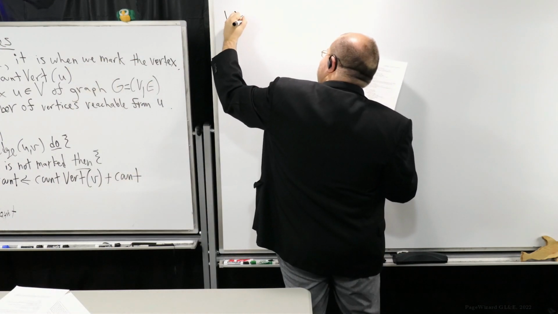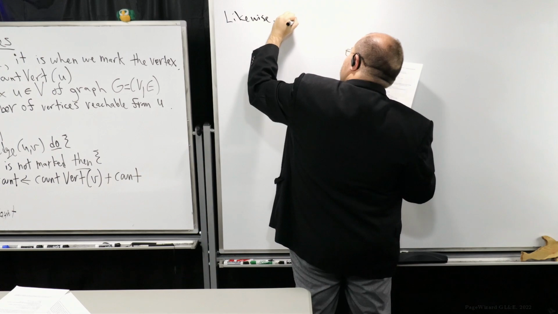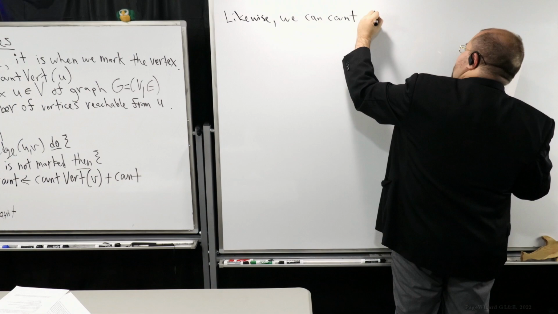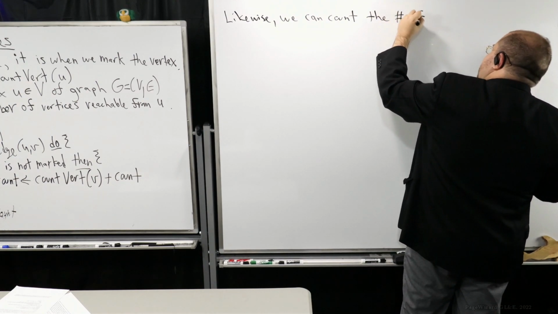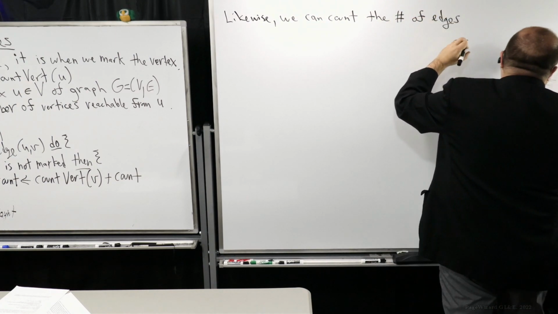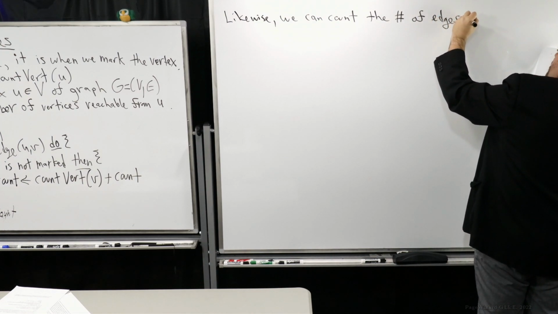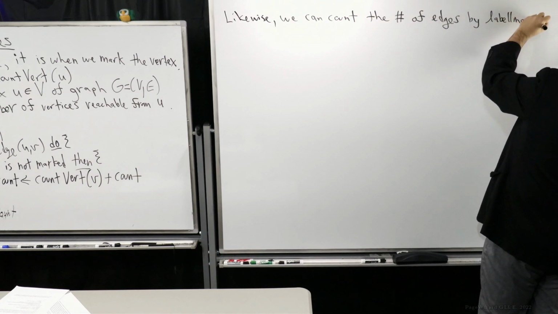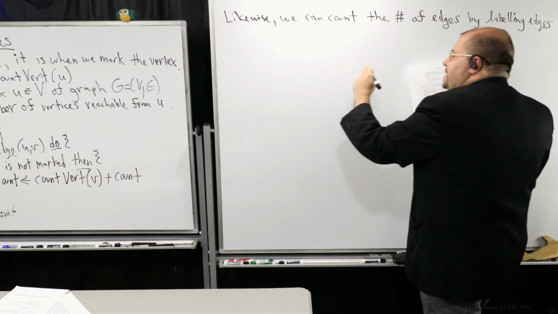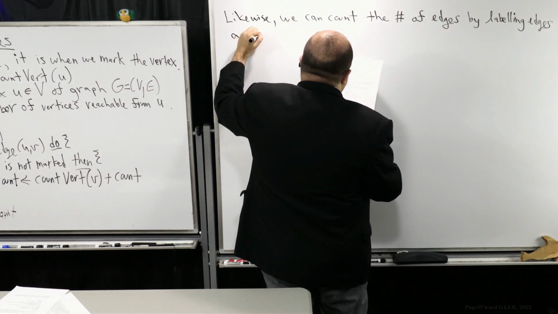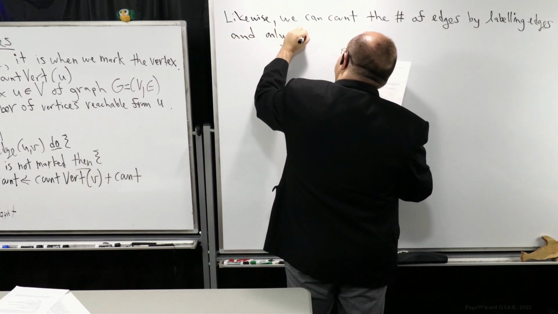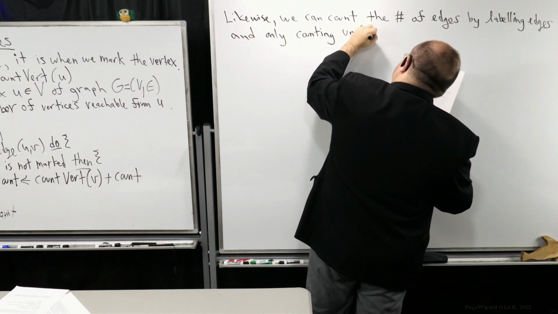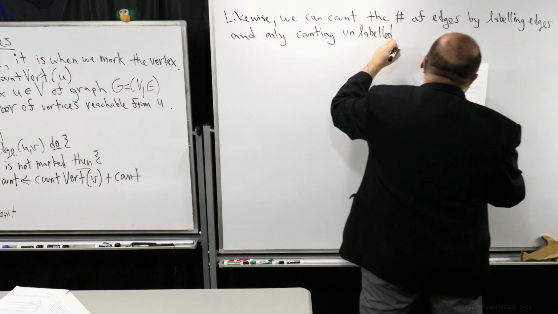So I'll just mention that likewise, we can count the number of edges by labeling edges, and only counting unlabeled edges. So when they're unlabeled, that's the time to count them.